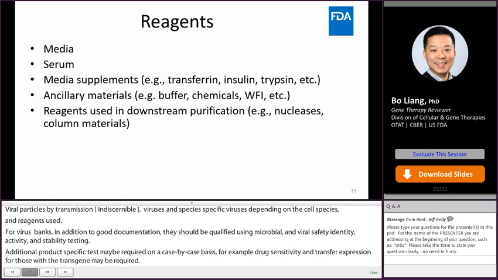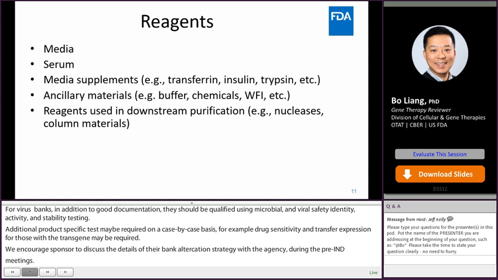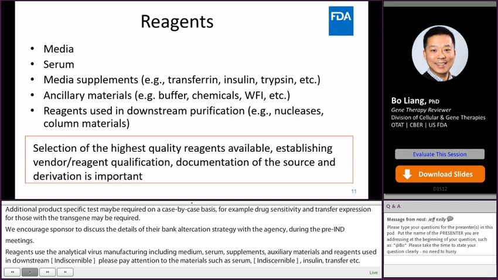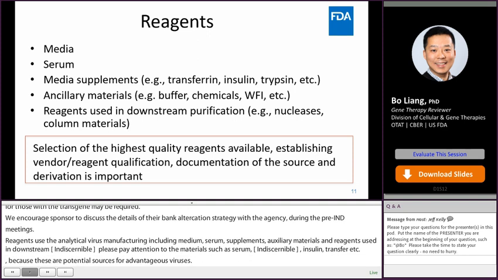Reagents used for oncolytic virus manufacturing include medium, serum, supplements, auxiliary materials, and reagents used in downstream purification. Please pay attention to the materials of biological origin, such as serum, porcine trypsin, insulin, transferrin, etc., because these are potential sources for adventitious viruses. It is also important that you use the highest quality reagents available with adequate qualification and the documentation of the source, deviation, and the manufacturing process.